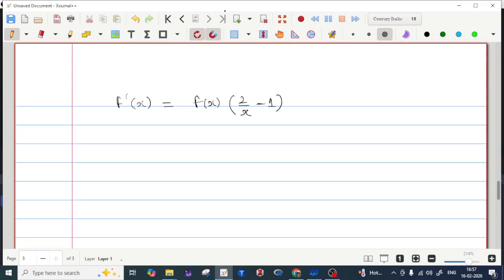Now call f dash of x equal to 0. This implies either f(x) is 0 or 2 upon x minus 1 is 0. But f(x) is a PDF, so it should not be 0. So 2 upon x minus 1 is the only one that is 0. This implies 2 minus x equals to 0. This implies x equals to 2.